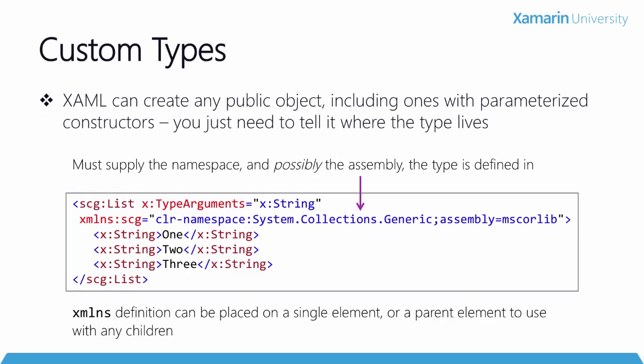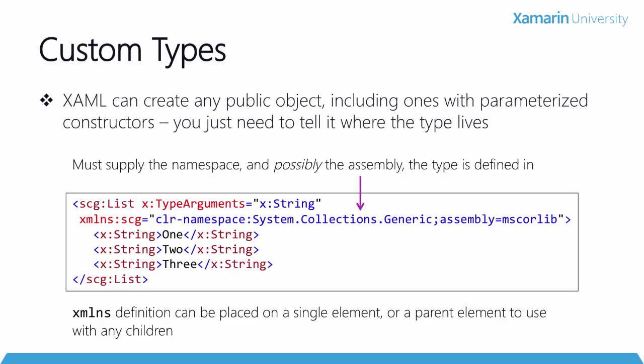XAML can actually create almost any object type, not just Xamarin.Forms types. To create a custom type, you need to supply the namespace yourself. This is done through an XML namespace tag. However, instead of a URI, you use a special syntax that identifies the CLR namespace and the assembly where the types that you want are located. The syntax you can see here is clr-namespace, colon, and then the namespace of your type, semicolon, and then assembly equals, and your assembly name.